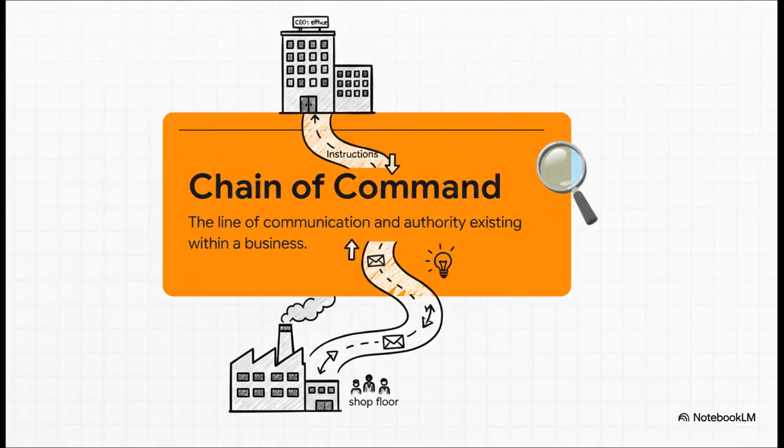And finally, there's the chain of command. This is the formal path for instructions and information inside a business. A great way to picture it is as the official communication highway, running from the CEO's office all the way down to the shop floor. The military is a classic example of an organization with a very long and very rigid chain of command.